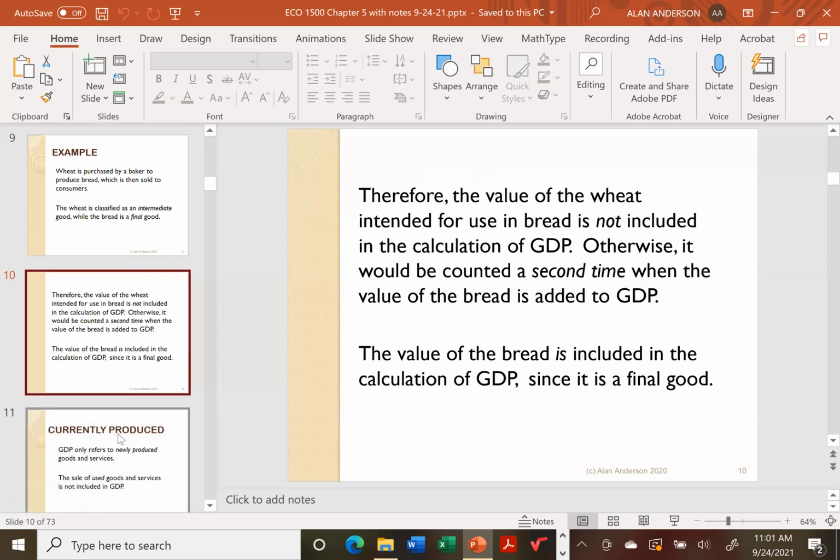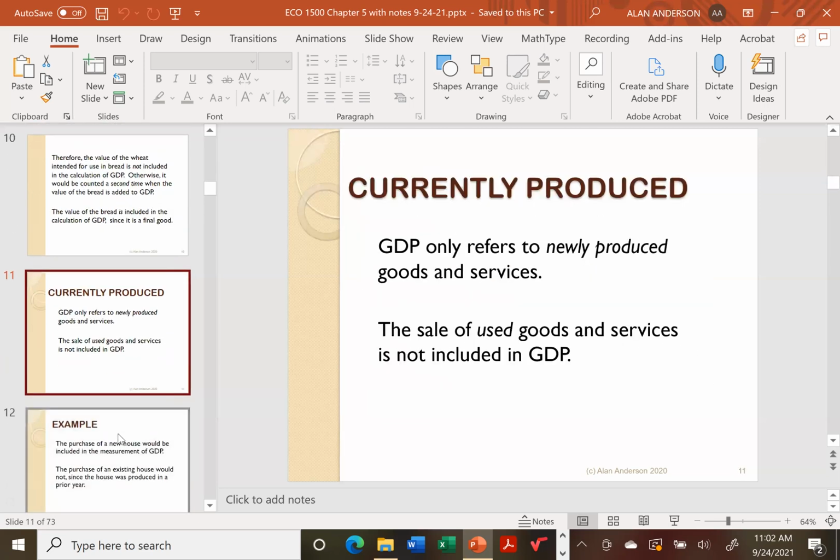Okay. Also, we try to only focus on currently produced products, things that were produced during that calendar year. So goods that were previously produced would not be counted. If somebody buys a house that was built 10 years ago, for example, that doesn't count. Only houses that were built this year. Or if you buy a used car, it does not count. But if you buy a brand new car, then that gets counted in the current year's GDP.